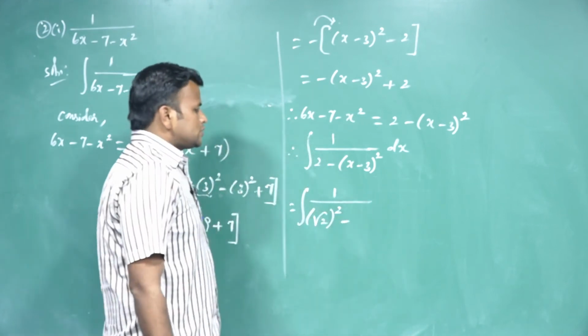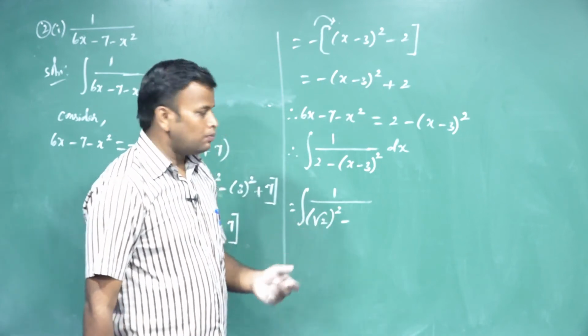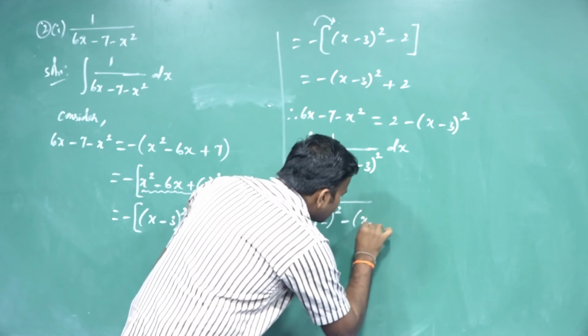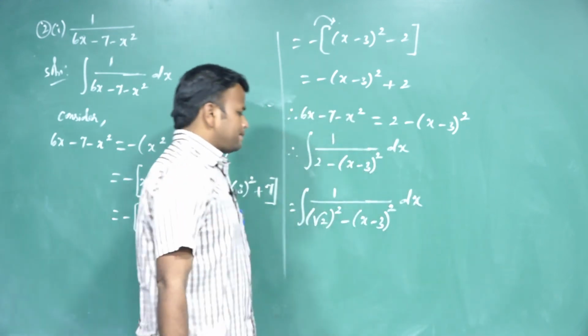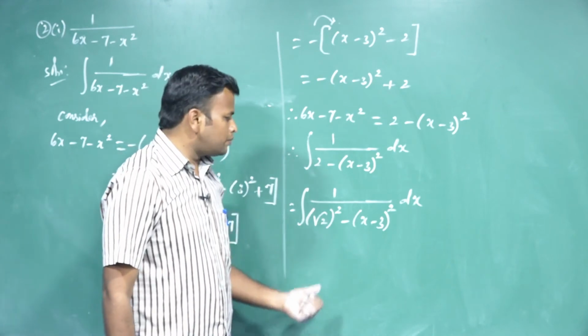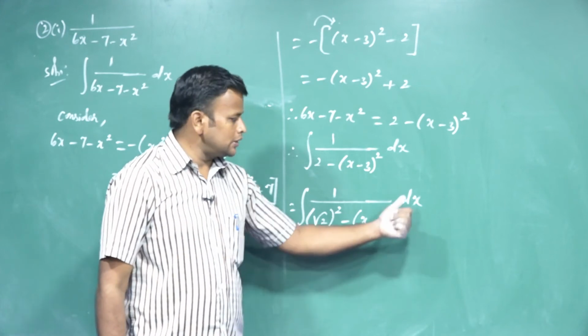I will write 2 as root 2 the whole square. Root 2 the whole square is 2, minus x minus 3 the whole square, into dx. Now we see it is exactly of the form 1 divided by a square minus x square into dx.